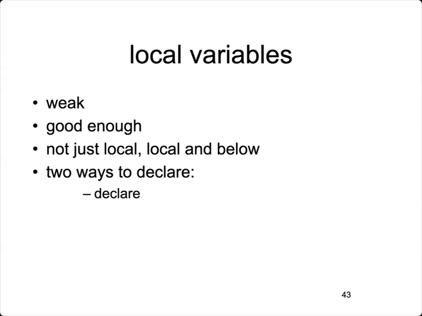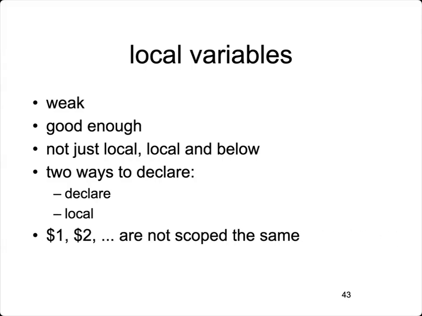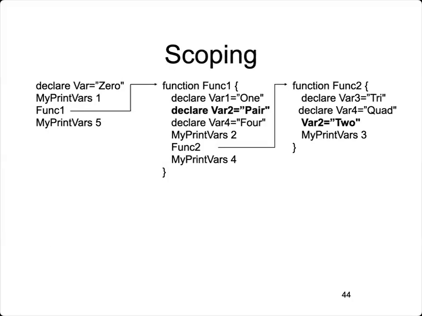You've got two ways to declare them. One is to use declare, and the other one is to use local. I like to use local because it's more descriptive of what you're intending to do with that variable. The $1, $2 variables are not scoped the same. Those are automatic variables that are created, and they don't follow the same rules that I'm going to be talking about. So let's look at a sample of this.